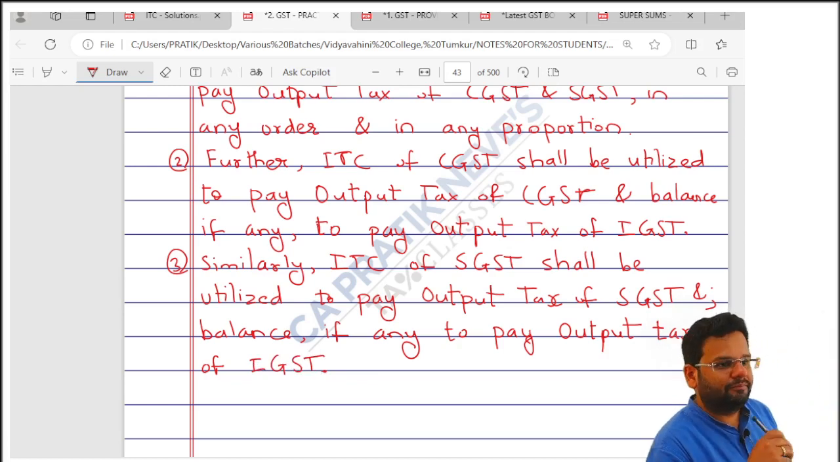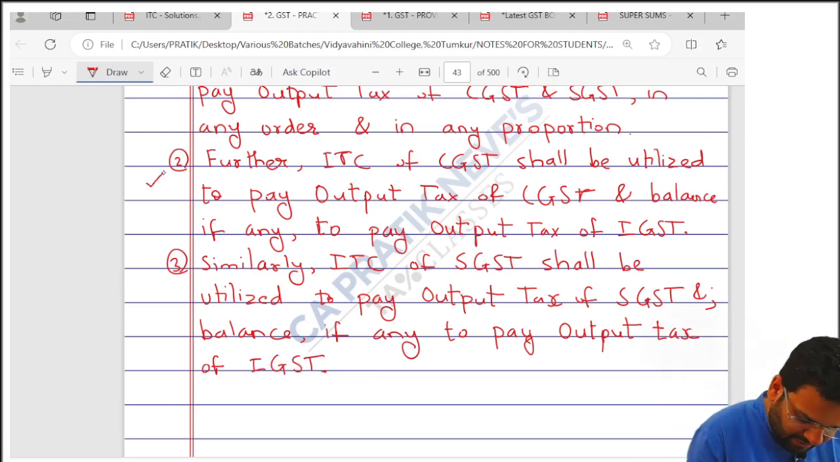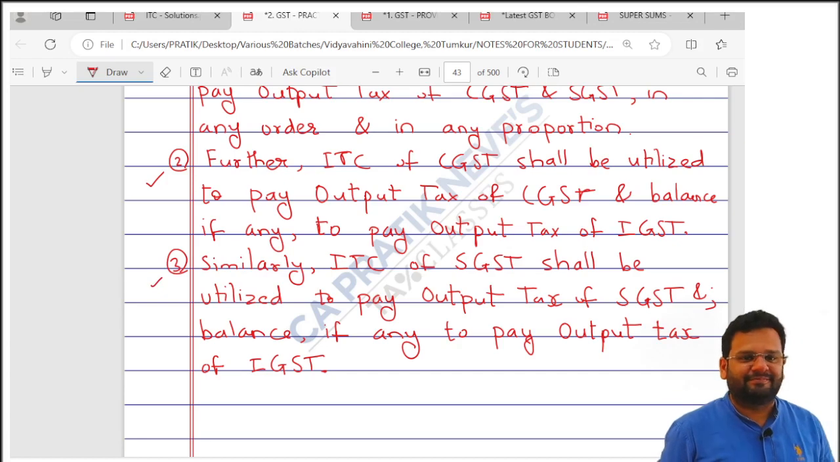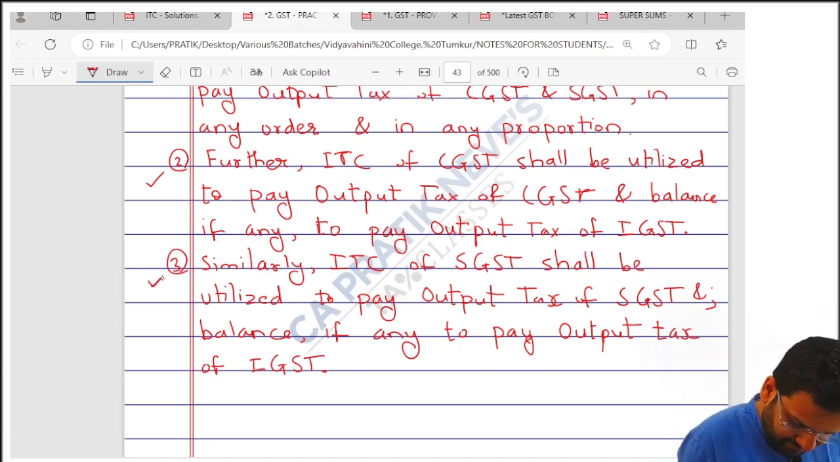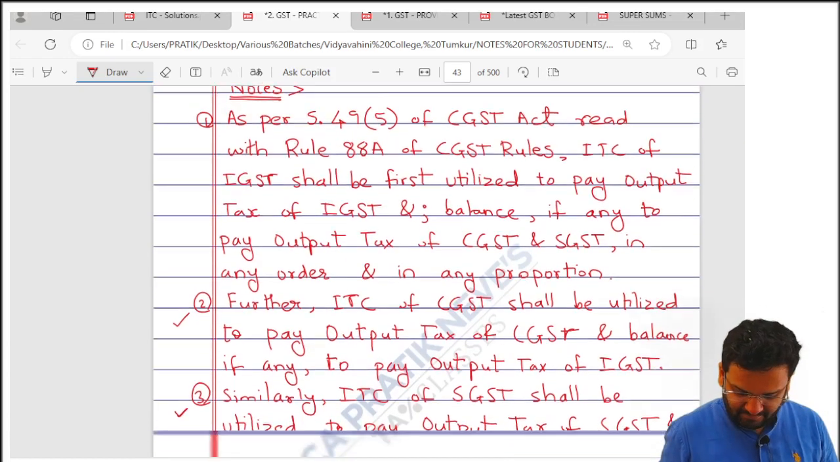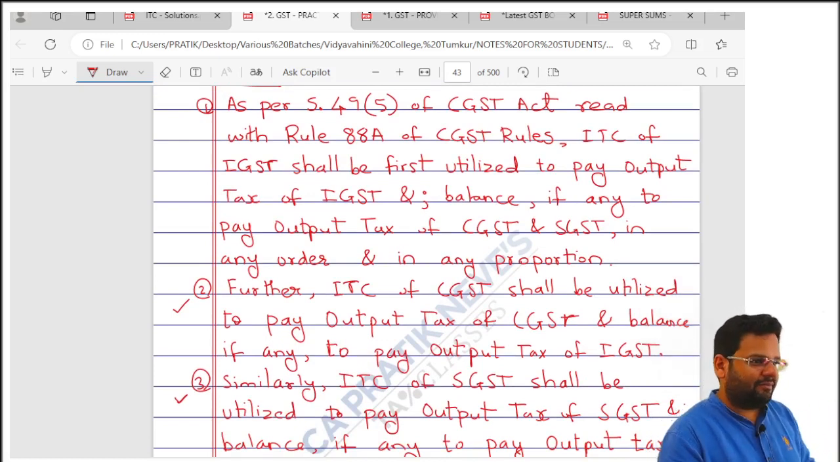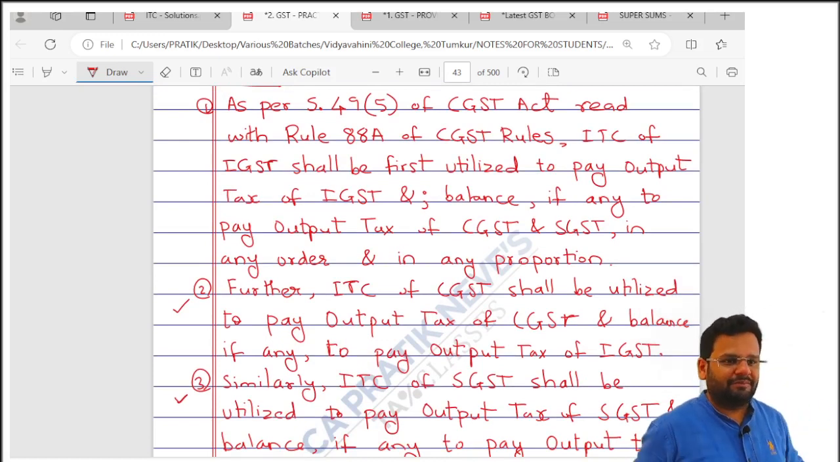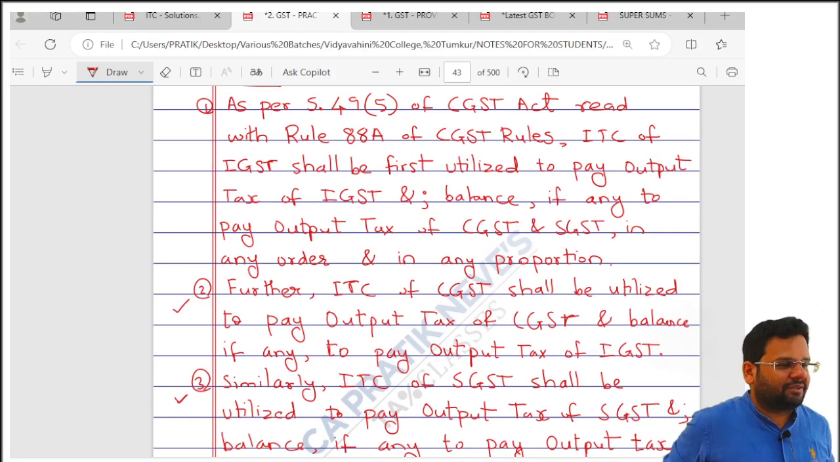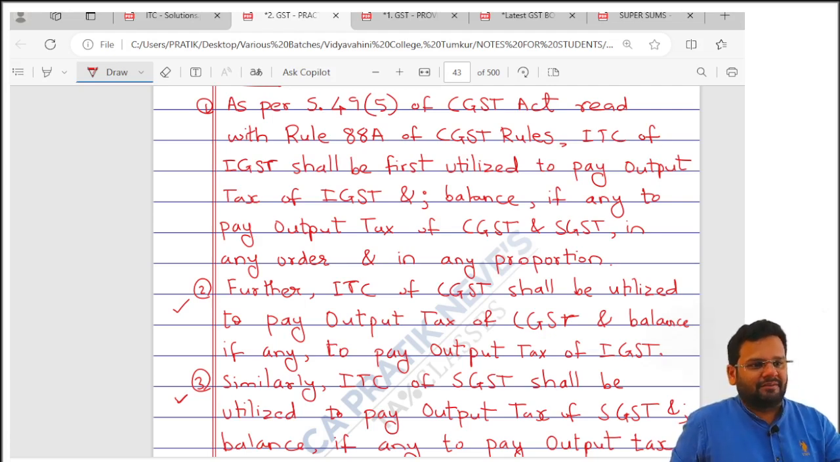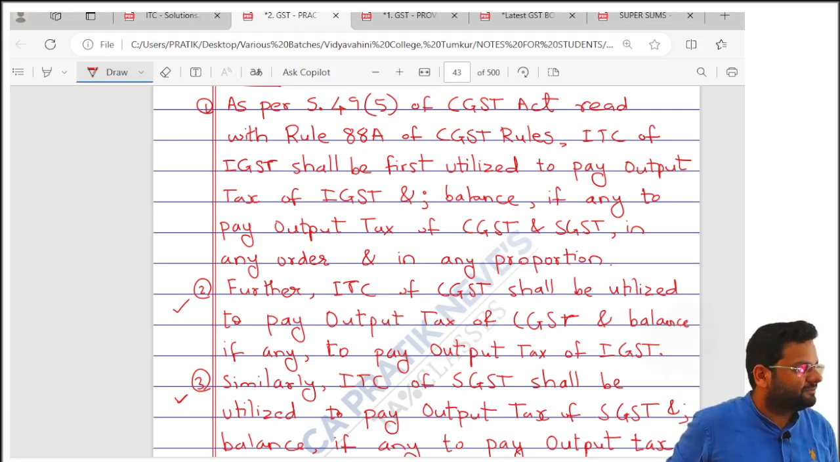Clear, all of you? So we have used this second and third point here. So whenever I say write note of 49.5, it is this note. Because in future questions will not again and again write this note, but in exam, whenever you are using ITC to pay output tax, you have to write such note.